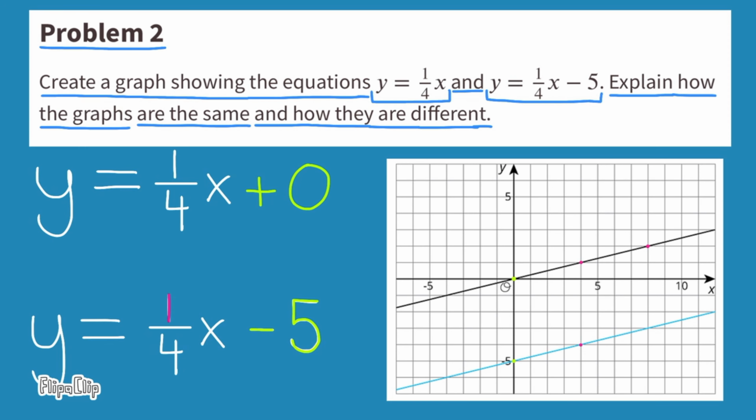Move up 1 again and 4 units to the right, and that's where we can put another point. And you can see that these points land on this line. So this line represents y equals 1/4 x minus 5.